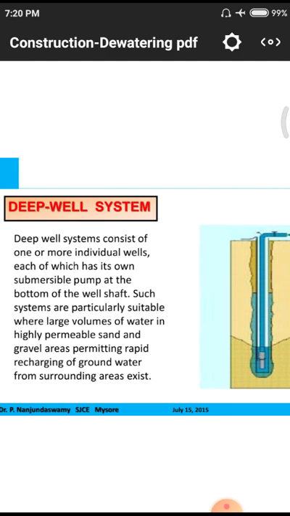below the substructures, each of which has its own submersible pump at the bottom of the well shaft. Such systems are particularly suitable for large volumes of water in highly permeable sand and gravel areas, permitting rapid recharging of groundwater from surrounding areas.